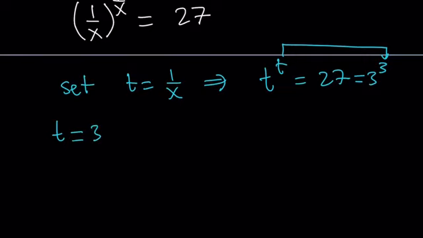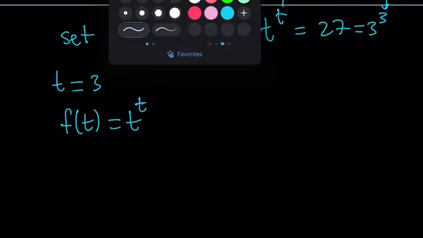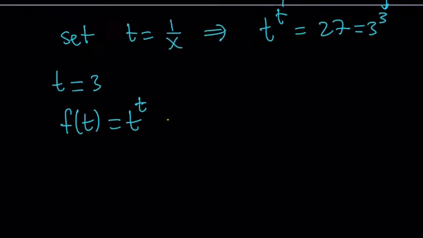But does that guarantee that there's only one solution? In other words, we have a function. Let's go ahead and define it as f of t equals t to the t. Is this always increasing or decreasing? Let's go ahead and check it out. So we're going to differentiate this function to find out whether it's always increasing or decreasing or what the intervals are. I'm going to differentiate it.